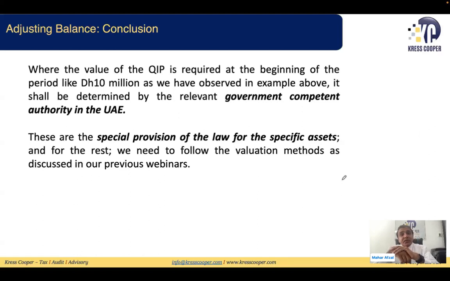The special provision in the law is for specific assets, as I discussed earlier. These provisions are not available for all assets. We already discussed in previous articles and webinars how to ascertain the market value. This provision is applicable specifically for four qualifying assets: qualifying immovable property, qualifying intangible asset, qualifying financial asset, and qualifying financial liability.